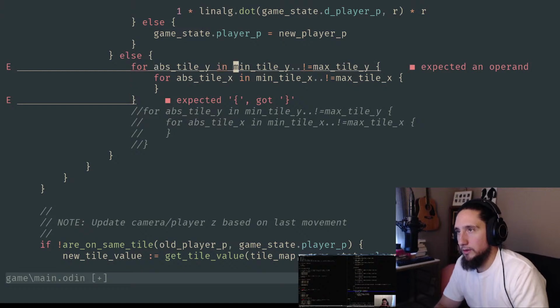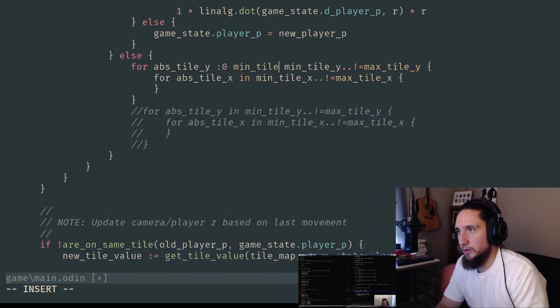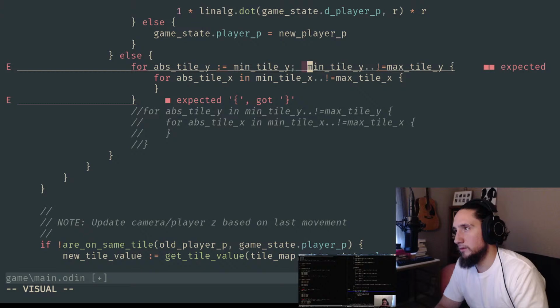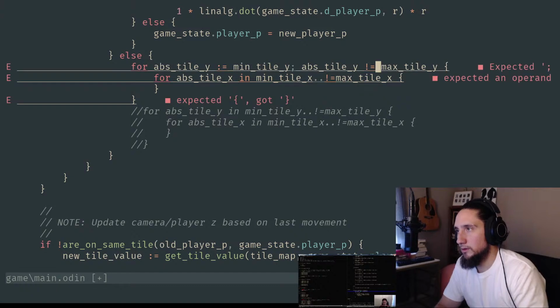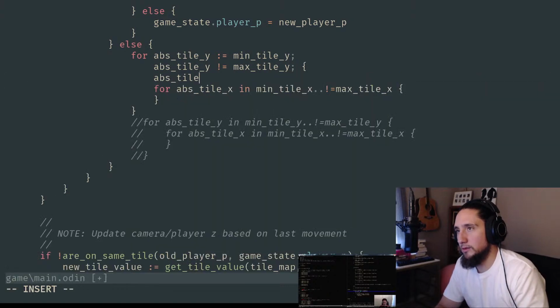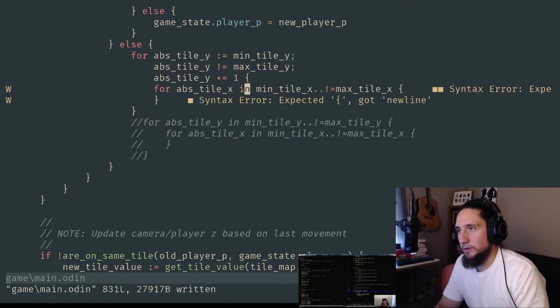But for now, we can just do the C-style thing, which would be like set this equal to the min tile y, if I can type correctly. And then say if abs tile y does not equal, oh god, I'm gonna have to do it this way because the code is too wide. And then abs tile y plus equals 1. And that goes over here now. It's unfortunate, but it is what it is.